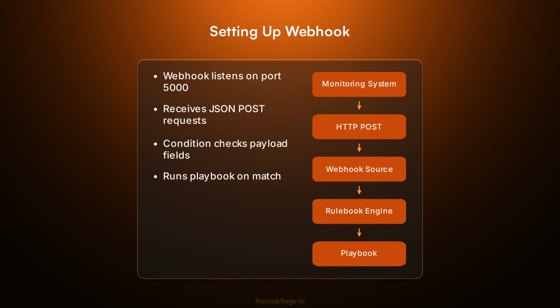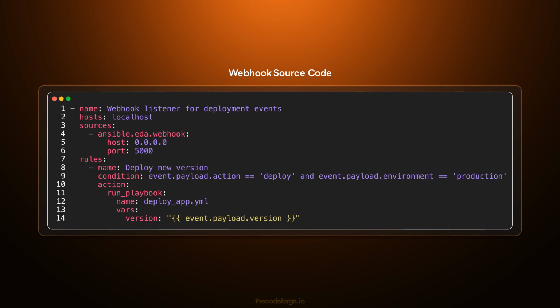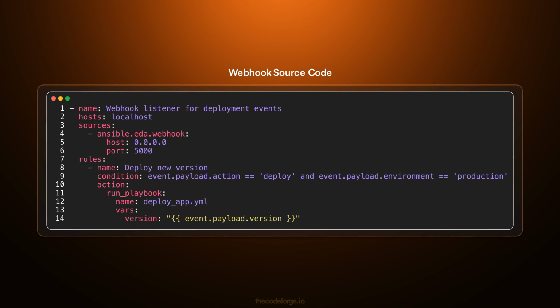Here's how to configure a simple webhook source that listens for JSON payloads on port 5000 and triggers a deployment playbook. This rulebook defines a webhook source that listens on port 5000. When a POST request arrives with action deploy and environment production, it runs the deploy_app.yml playbook, passing the version from the event payload.